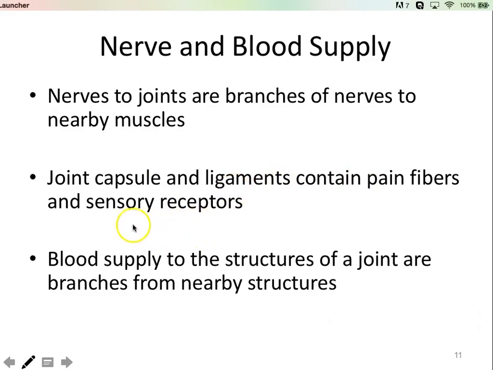Also, the blood supply to these joints: there will be blood on the outer part, supplying the synovial membrane. The actual blood vessels are simply branches from larger blood vessels also feeding the muscles nearby. So what I'm trying to say is there isn't a specific nerve or blood vessel that goes just to the joint. They're more branches from blood vessels and nerves feeding the structures around them.